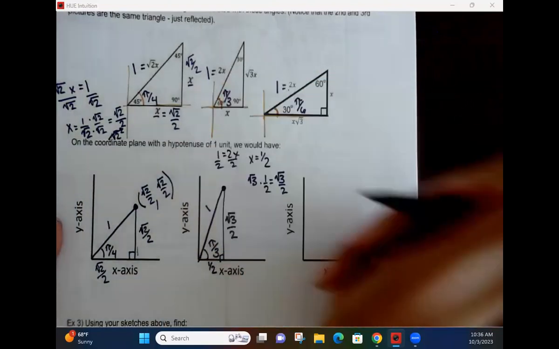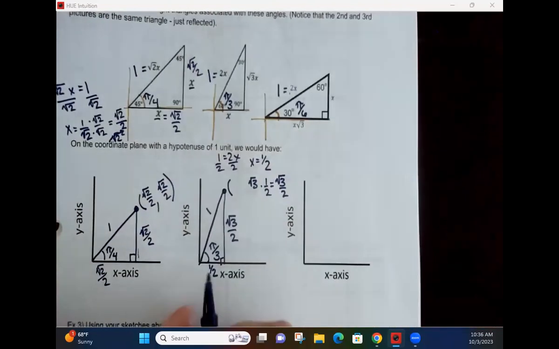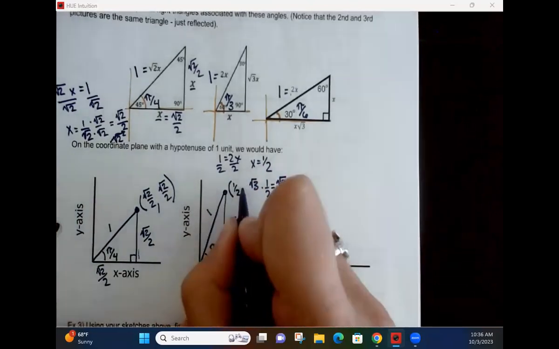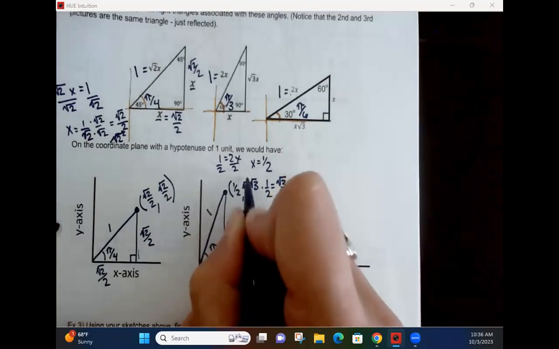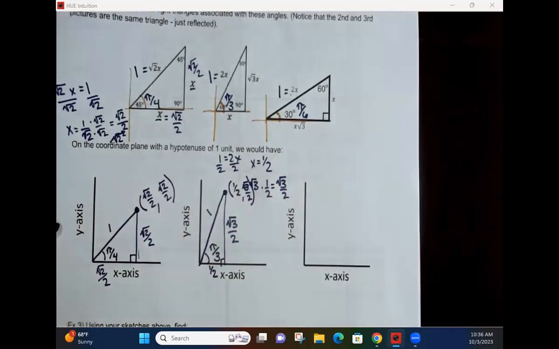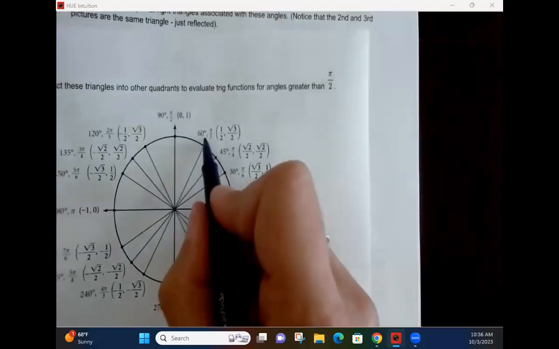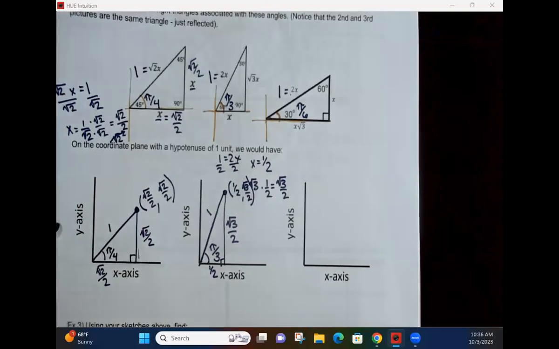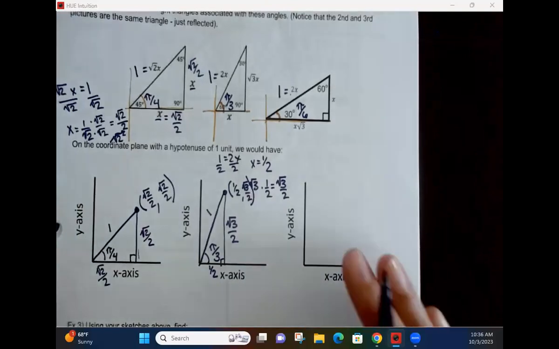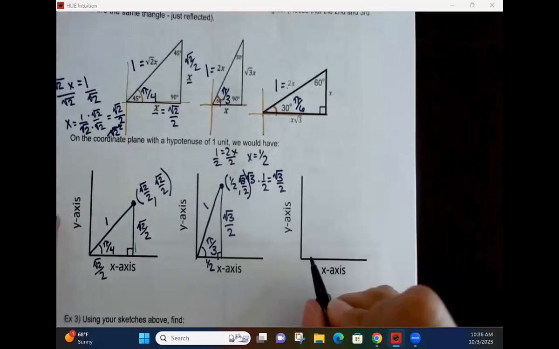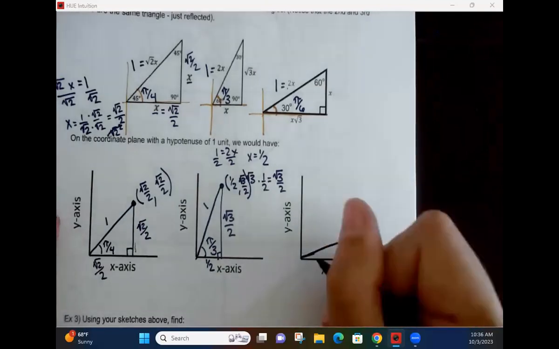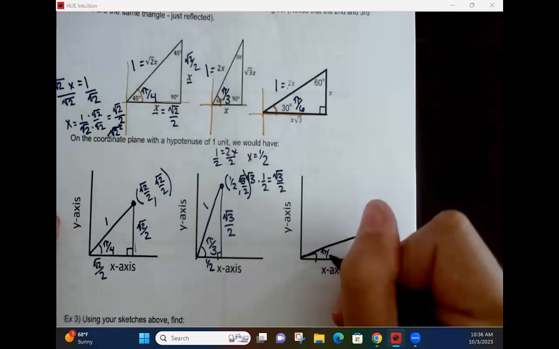So the coordinates for that point would be the x amount, which is a half, comma, the y amount, which is root 3 over 2. Same thing that we see here for pi over 3, a half, comma, root 3 over 2. It's from our special right triangles. For the last one here, where our angle is pi over 6, that would be about here. Here's our angle of pi over 6.